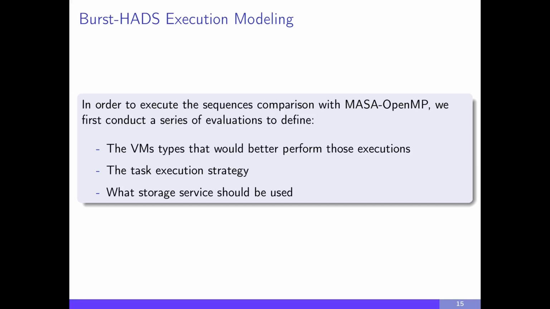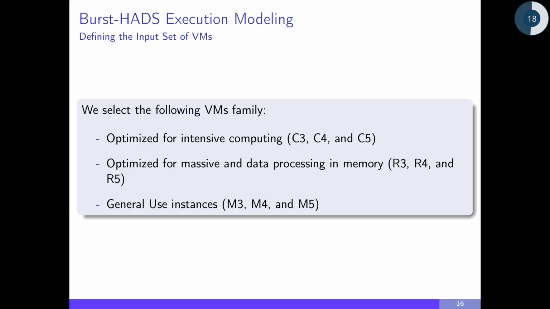Okay, so to execute the sequence comparison with MASA-OpenMP, we first conducted a series of evaluations to define which VM types would perform better for those executions, the task execution strategy, and also what storage service we should use. First, to define the input set of VMs, we selected VMs from the families C, R, and M. Amazon categorizes the VMs from family C as optimized for intensive computing, the VMs from family R as optimized for massive data processing, and the VMs from family M as general-use instances.